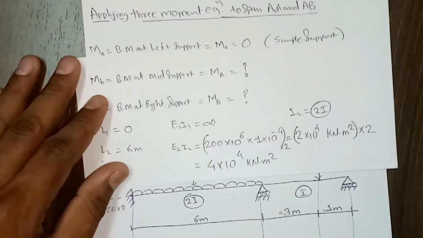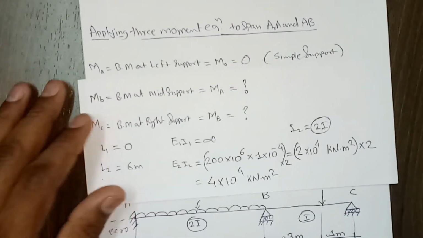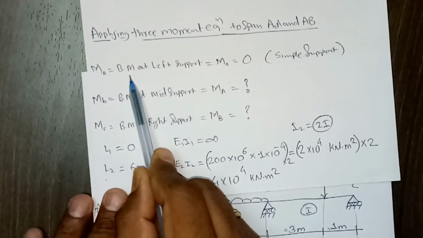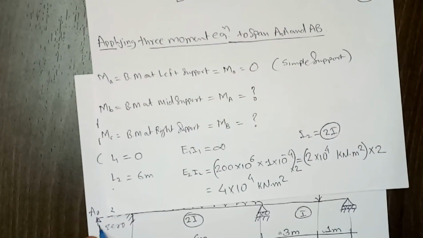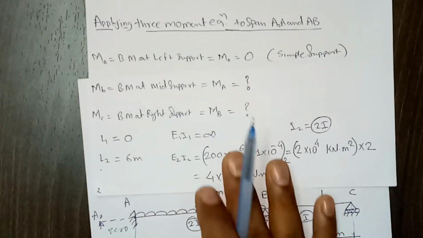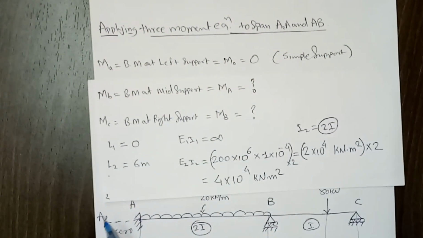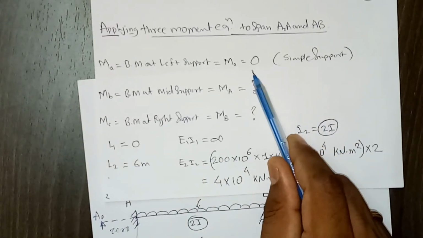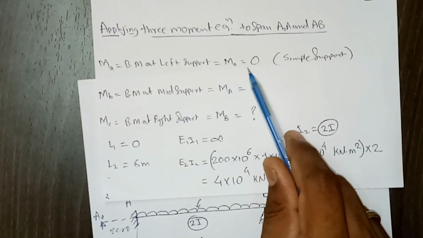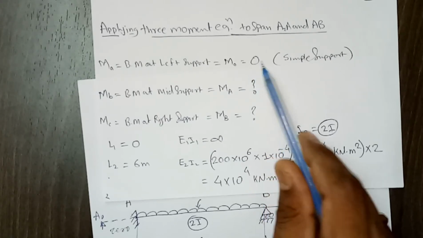So MA is the bending moment at the left support. Here it is A0. Since A0 is a simple support, there won't be any bending moment, so we can substitute M0 equal to 0.